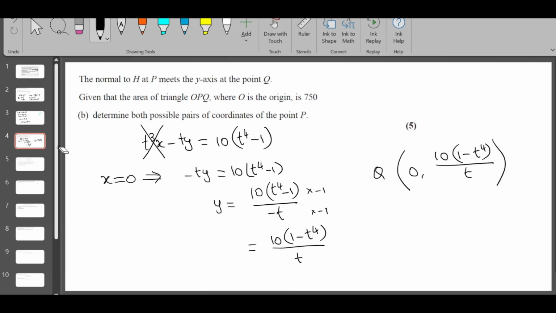So we got the point P already. We got the point Q here. We know the point P from the question, from the previous part. Now let's draw a little diagram to understand this. They are talking about the area of the triangle OPQ is 750. We need to find both possible coordinates of the point P. So I'm going to draw a little diagram to understand this.